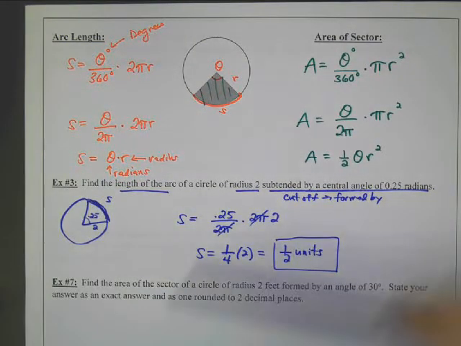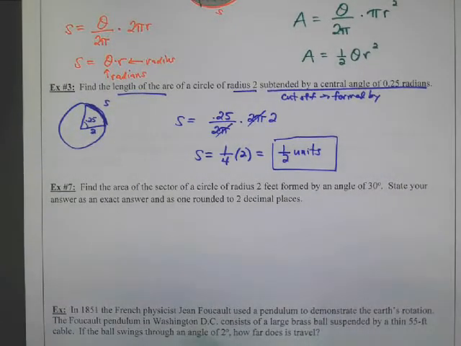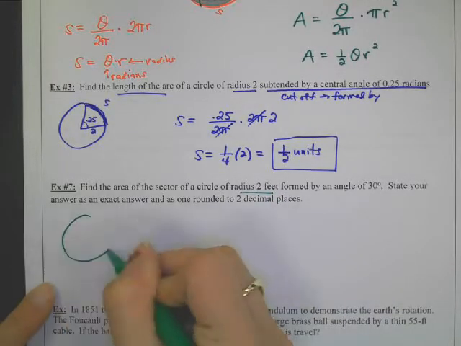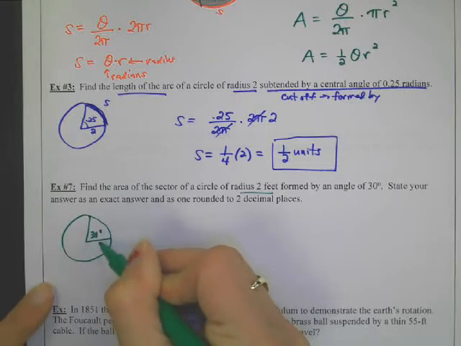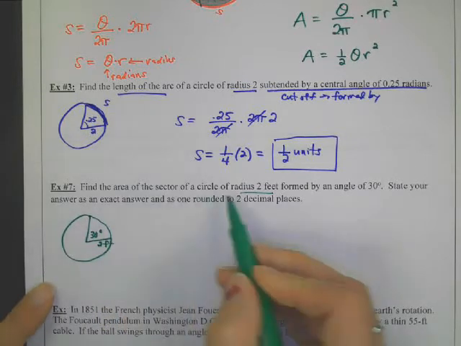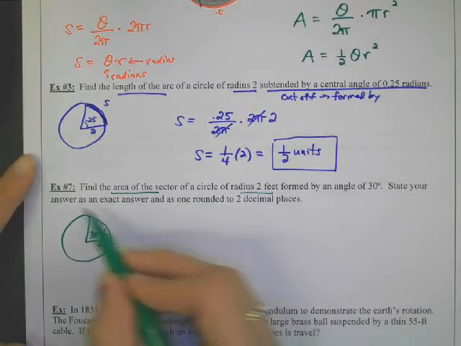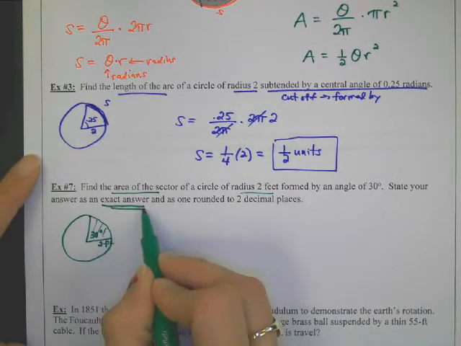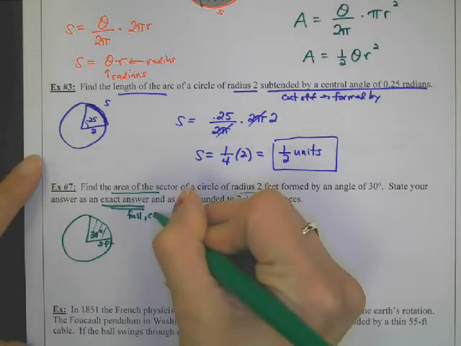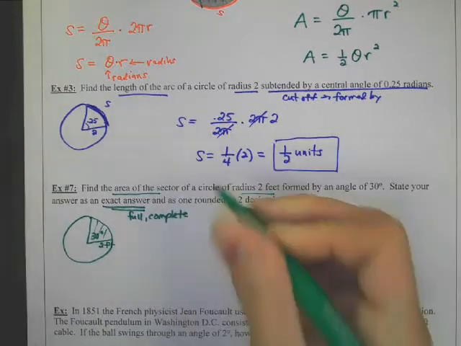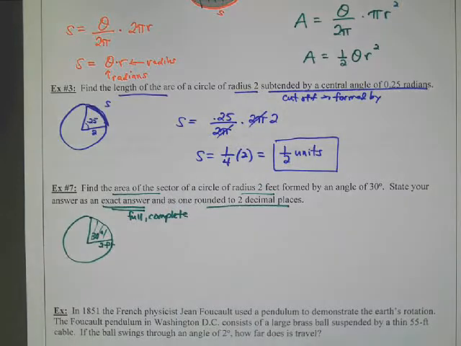Okay, find the area of a sector. Okay, so now we've got a circle with radius 2 feet. The angle is 30 degrees. And we have to find the area. So that's all this space right here. State your answer as an exact answer. That means the full and complete answer, nothing chopped off. And as one rounded to 2 decimal places.